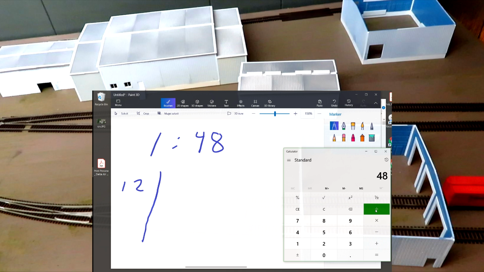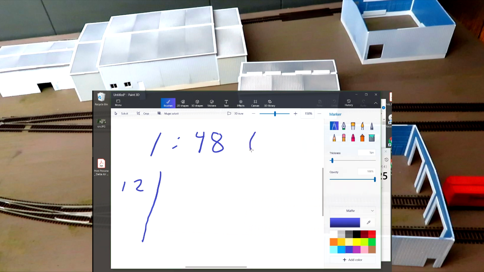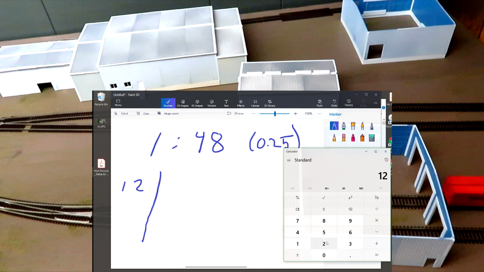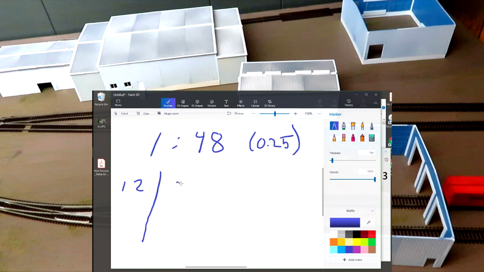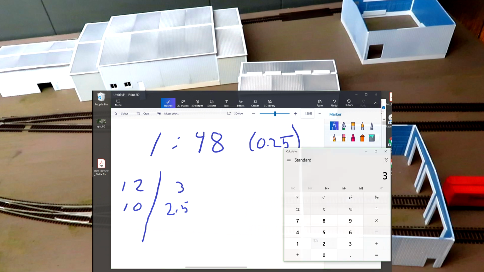Let's do this again. Get out the calculator. 48 divided by 12 is 4, making O scale pretty simple to do your conversions. To take the reciprocal, 0.25, all you then have to do is multiply 0.25 by scale feet to get you your scale inches. So 0.25 times 10, so 10 feet is 2.5 inches. Forty feet is 4 times 2.5, which is 10 inches.